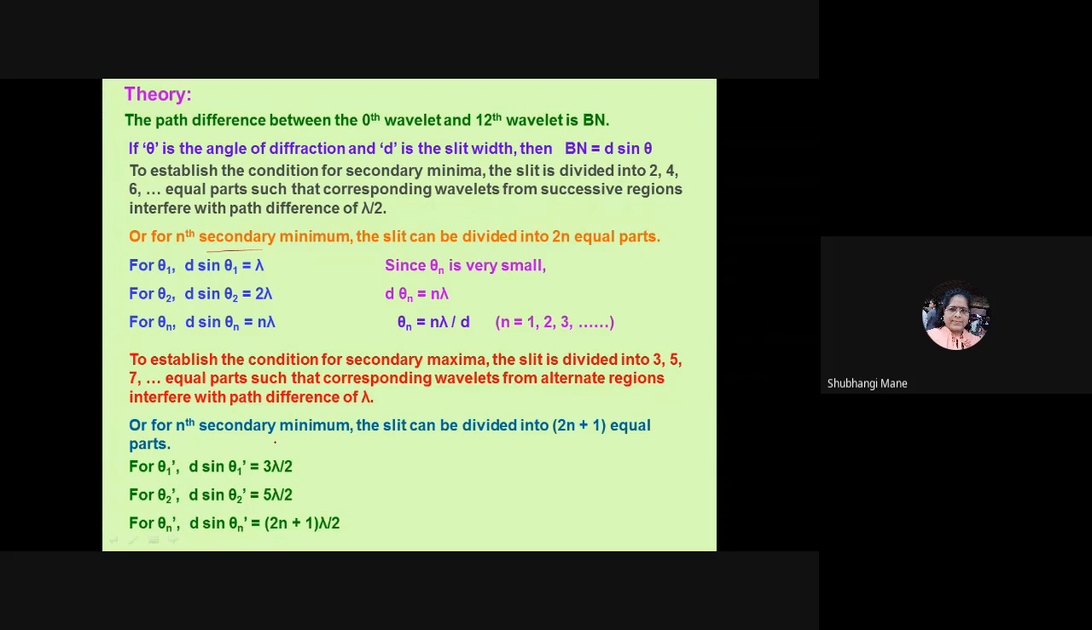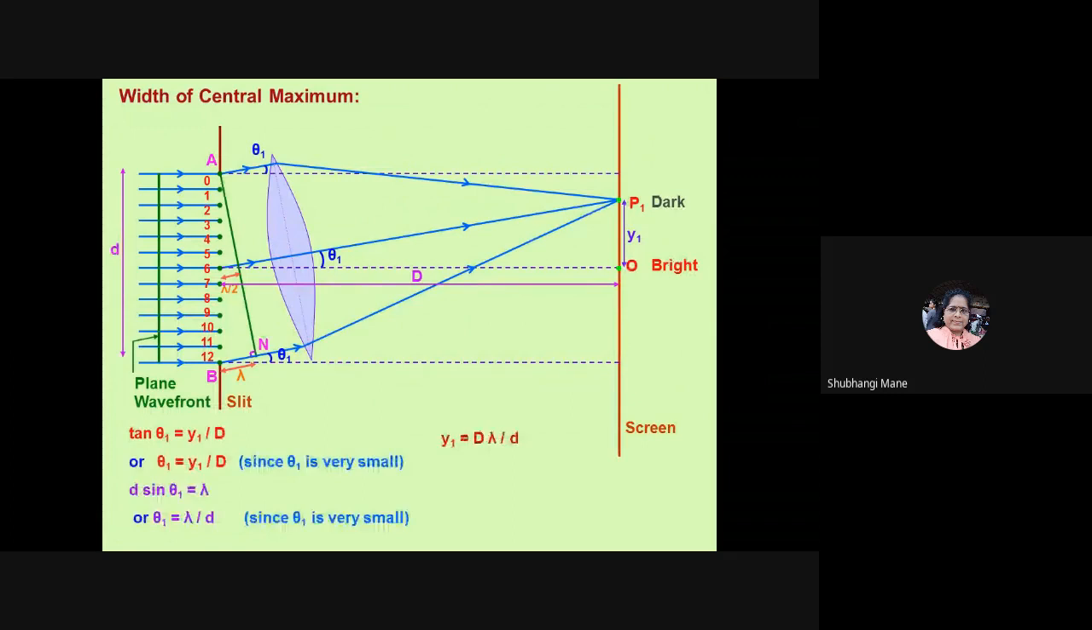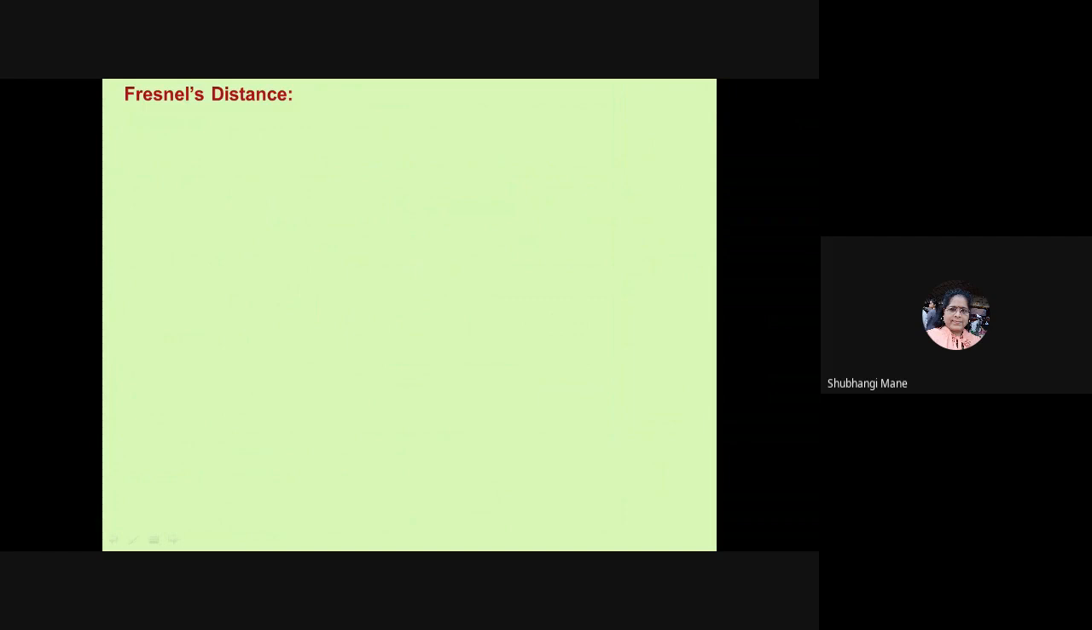We are getting odd integral multiples. By following the condition, instead of n lambda, we will use n plus or minus half into lambda, and we get the conditions d sin theta equals 3 lambda upon 2, 5 lambda upon 2, and so on. So this is all about the diffraction phenomenon. You have to remember this expression. Now, we will start with the examples based on all the explanation given.